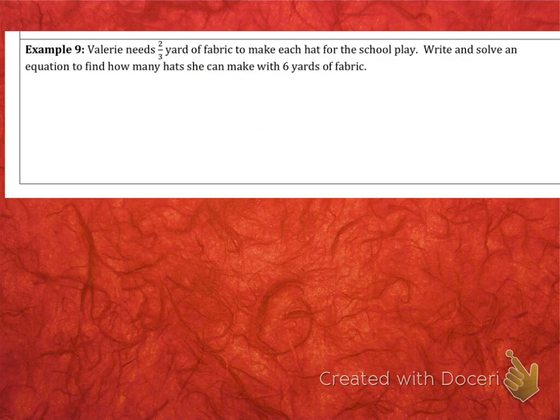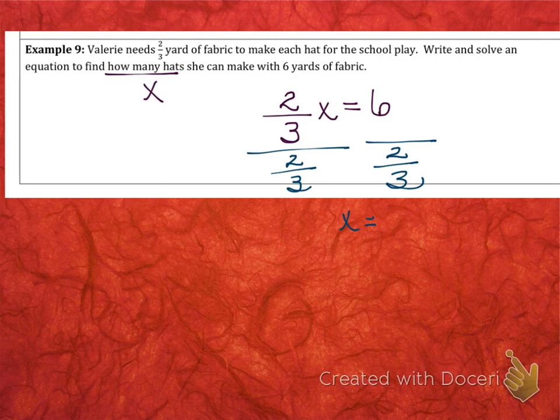For example 9, it says Valerie needs 2/3 of a yard of fabric to make each hat for the school's play. Write and solve an equation to find how many hats, here's your x, she can make with 6 yards of fabric. So again, this kind of looks like the last one. We're going to take 2/3 times x and set it equal to 6. Solve for me. You should be dividing both sides by 2/3, and 6 divided by 2/3 is going to give you 9 hats.